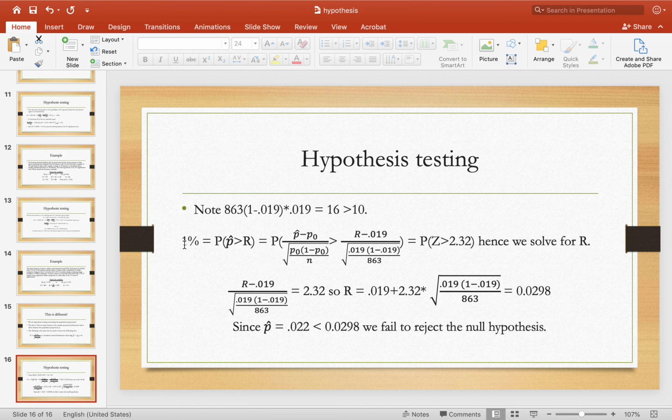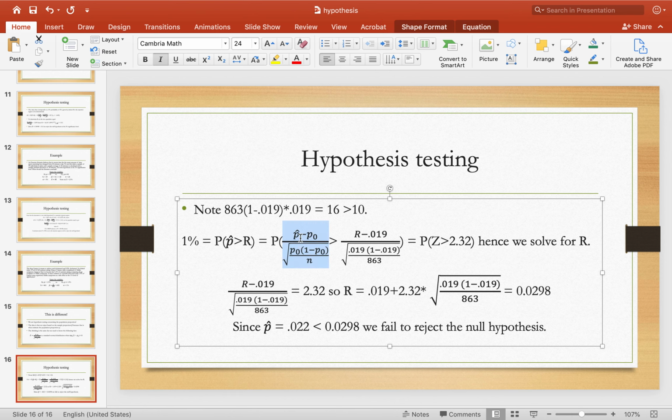I have 1%, and I set that equal to the probability the sample proportion is bigger than some value. I can go ahead and subtract the population proportion and then divide by this quantity. I can do that on both sides. Remember, P0 is 0.019, so I just plug that in on this other side over here, and that tells me that I get a standard normal. I want the probability of a standard normal being bigger than some value to be equal to 1%.